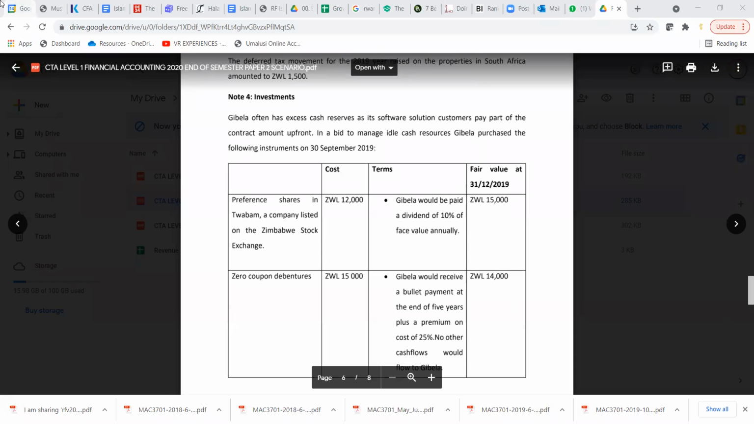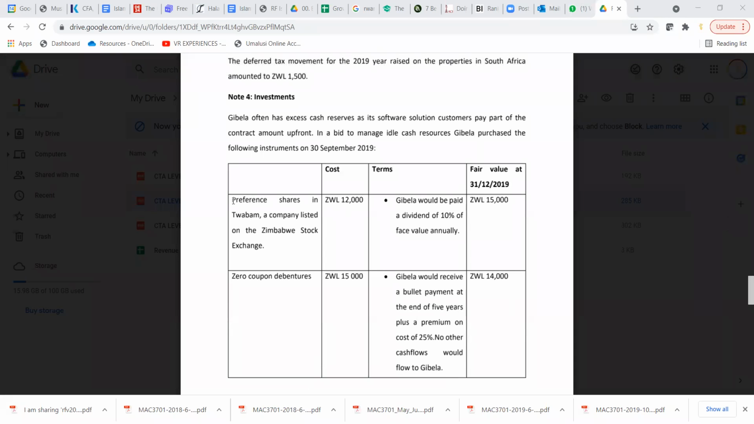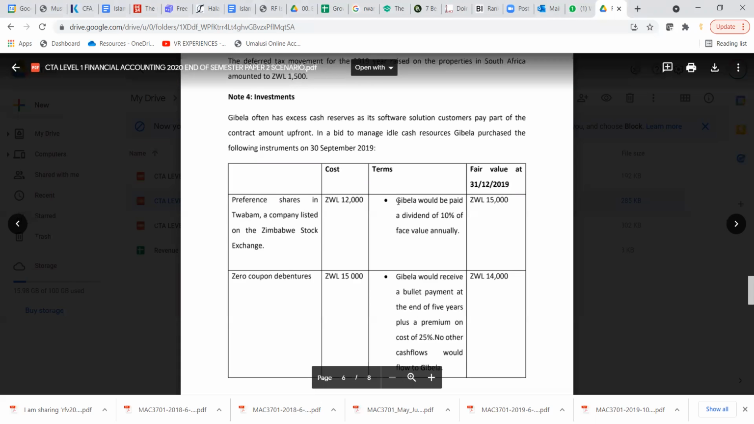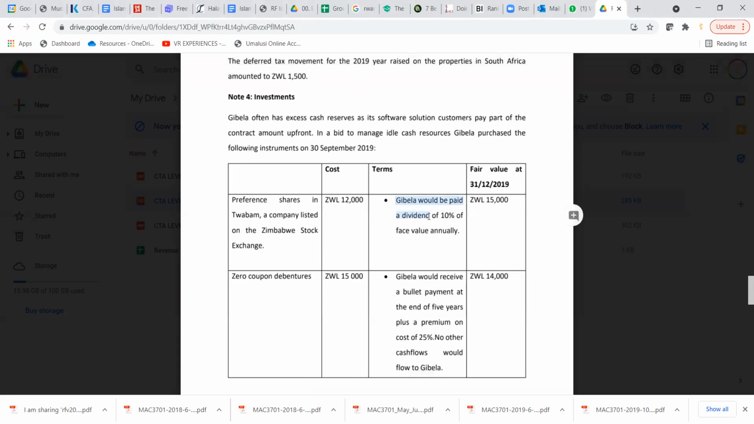So if we look at this one over here, here we can see preference shares in a listed company. It says Gibela would be paid a dividend of 10% of face value annually. Okay.